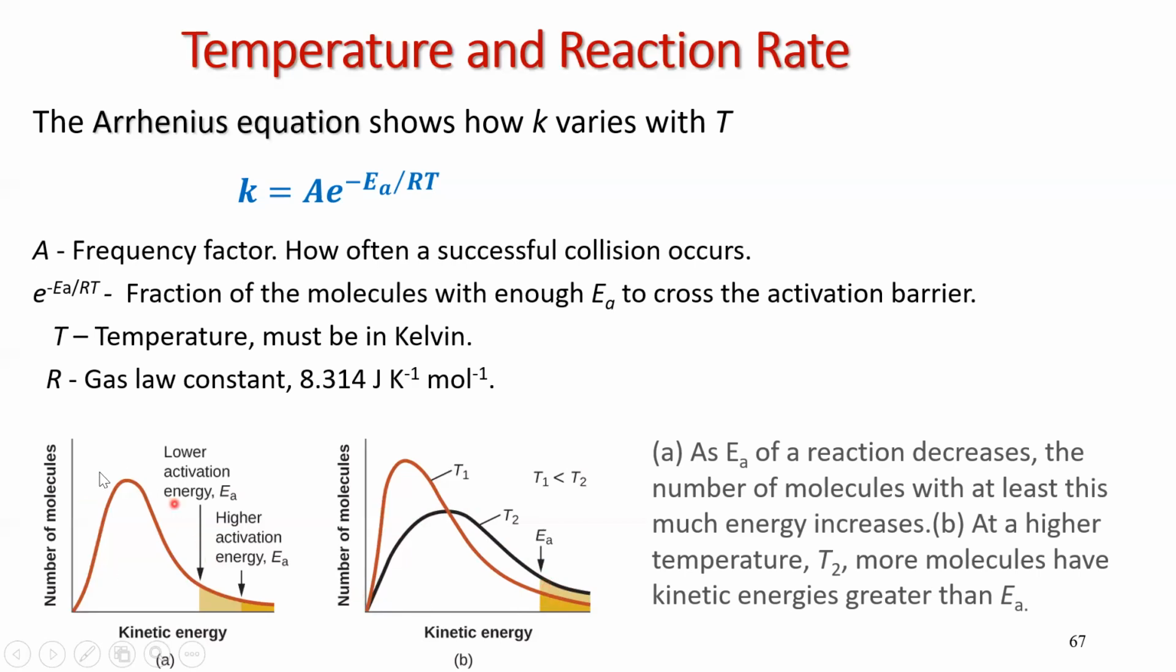So this graph here is telling us that as the activation energy decreases, the number of molecules with at least that amount of energy increases. So if we decrease the activation energy, the reaction is going to go faster. And this graph tells us that when we increase the temperature, more molecules have enough energy to overcome that activation energy.